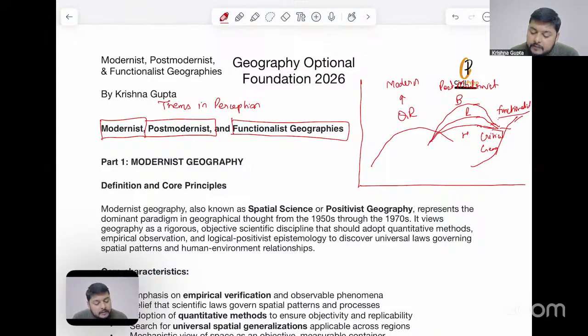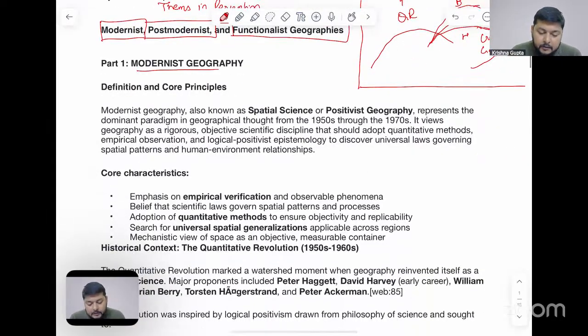So functionalists were the other form of geographical thought which we see in the contemporary time. If we see the modernist geography, I'm just looking at the definition. Rest everything we have already covered here.